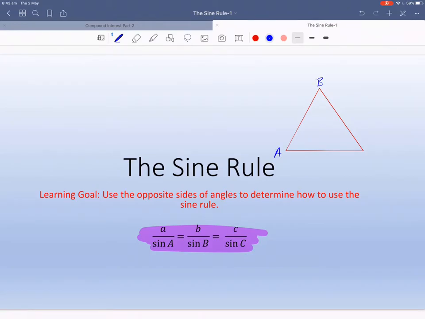We've got A, B, C in this triangle, okay? And opposite to A, this side length here is going to be little a, sorry, I should change back. All right, now opposite B is little b, and that means the whole side length. And then opposite C, and you can probably see, is little c. So it's really important to understand the formula: this side length is opposite that angle, okay? And that's all we really need to know. So use opposite sides of angles to determine how to use the sine rule.